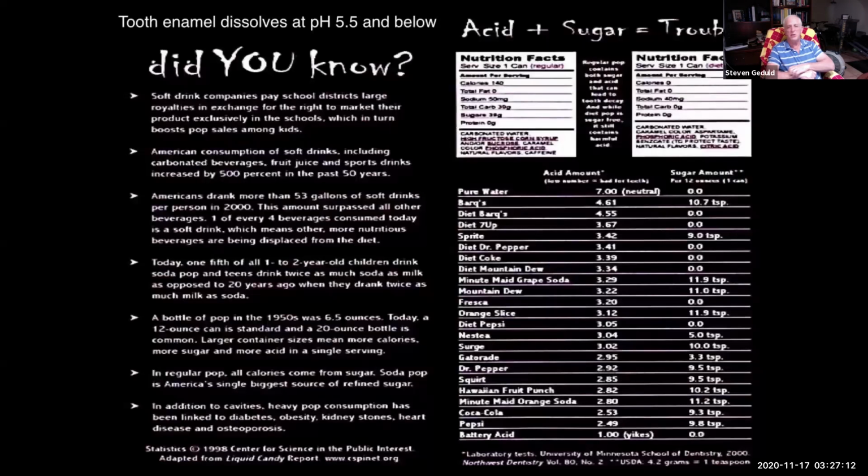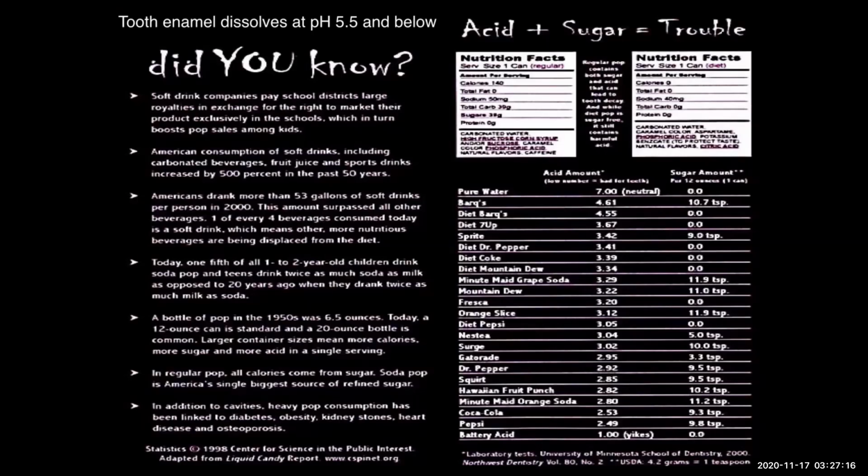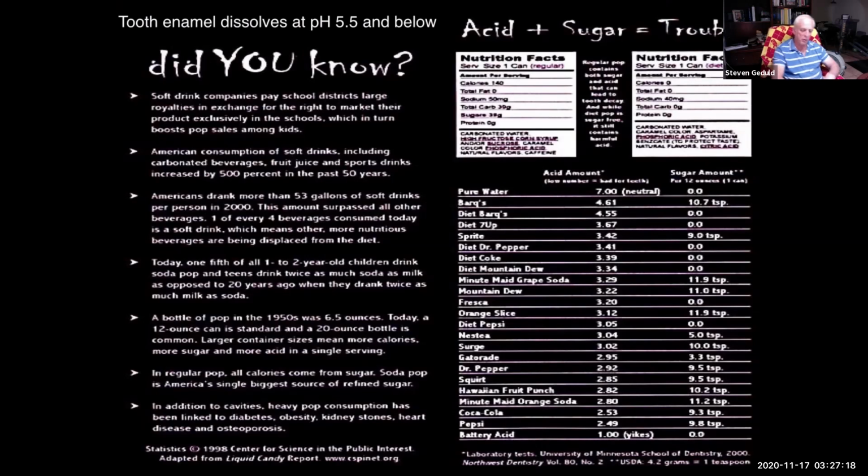This is an interesting chart. It shows you certain things about what you're drinking. If you look at pure water, this is a pH column right here. These are pHs. Okay. This is the amount of sugar that's in the drink. Now, pH of 7 is neutral. That's water. That's what your body's balanced at.